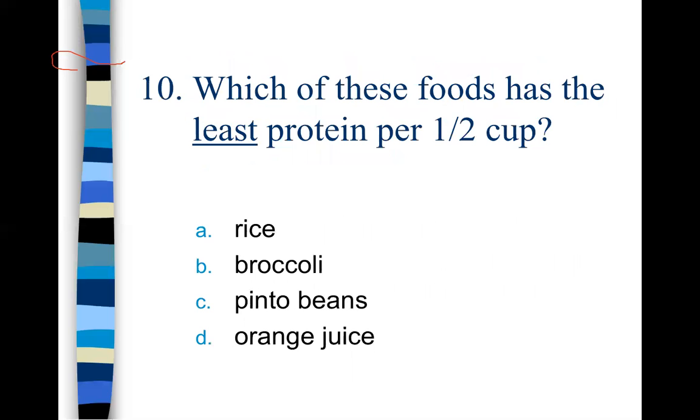Which of these foods has the least protein per half cup? So I didn't mention this yet, but you may know, in general, fruits have the lowest protein of all of the food groups. So the answer is orange juice.